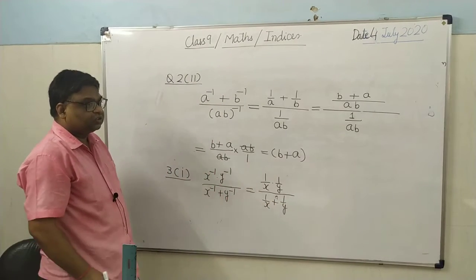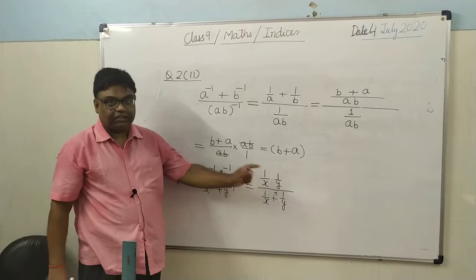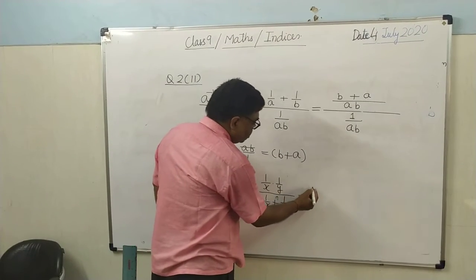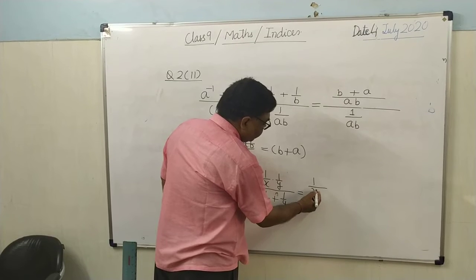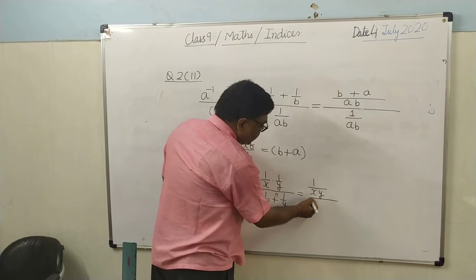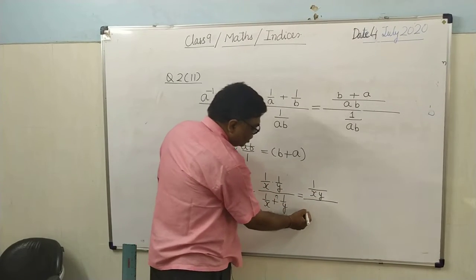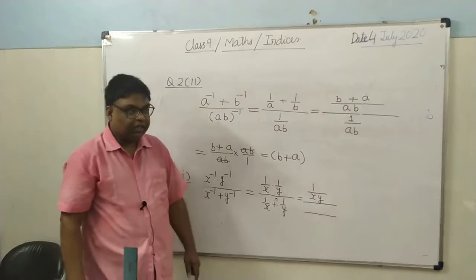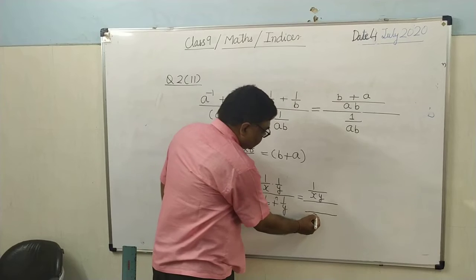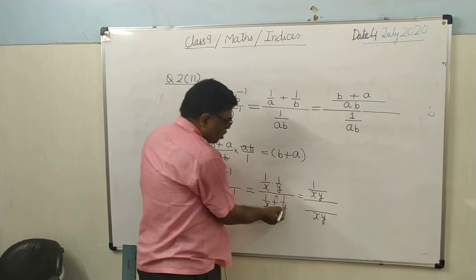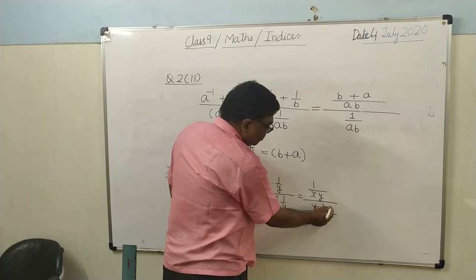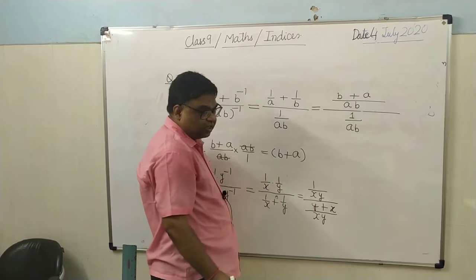Is it clear? So in the numerator, here it is in product, so it will become 1 upon xy. And here in the denominator, what will you write? You take the LCM. What is the LCM of x and y? It is xy. y will multiply here, x here: y plus x. Is it clear?